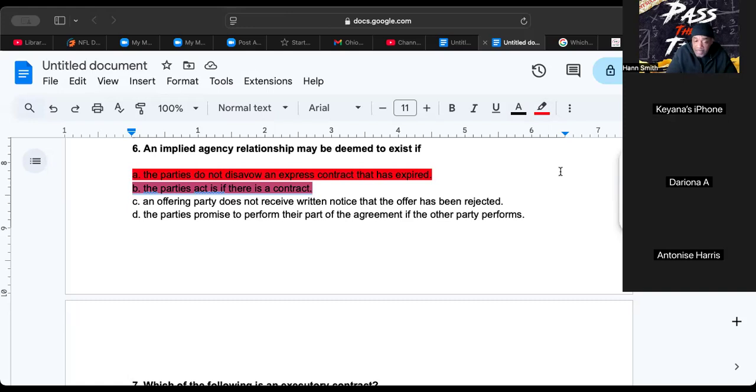Because at this point in time in contracts, we should know what an implied contract is just through your independent study and everything that we went through in class. So reading the question again. An implied agency relationship may be deemed to exist if, is it C, an offering party does not receive written notice that the offer has been rejected? D, the parties promise to perform their part of the agreement if the other performs? Now we got a problem here.